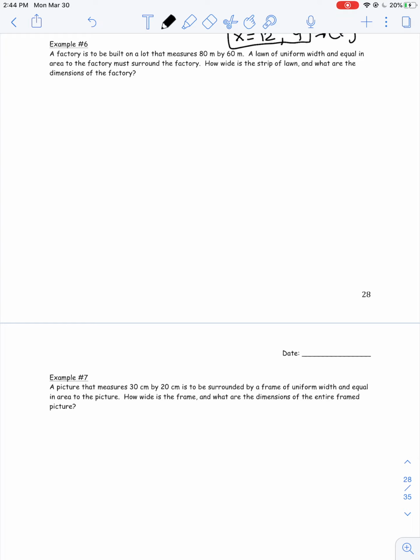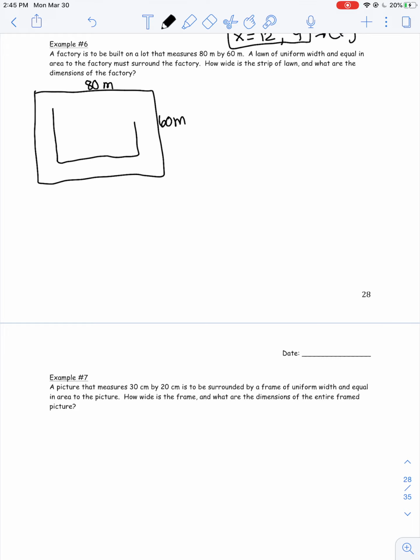Example number 6. Example number 6 and 7 are very similar. These are common questions that you'll see a lot of. So let's look at example number 6. A factory is to be built on a lot that measures 80 by 60. So we have a lot. I'm going to draw a big rectangle with the measurements 80 meters by 60 meters.